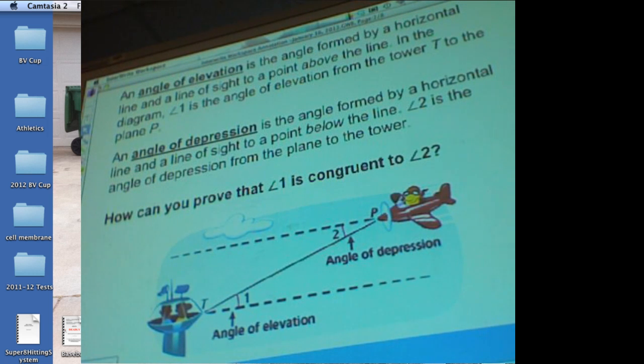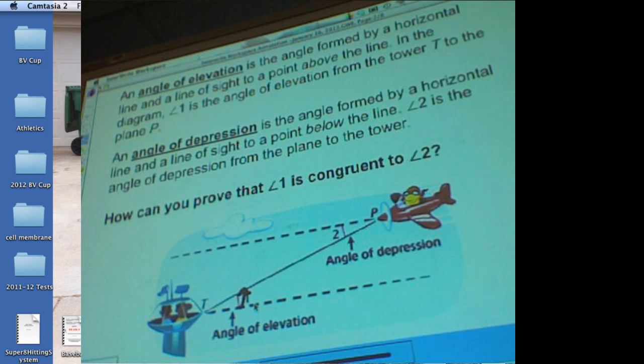point above the line. So if you look down here at the bottom in this diagram, angle 1 is an angle of elevation. This dotted line from the airport tower is our horizontal line. Notice, we have to start at the horizontal line and go up, so therefore it's an angle of elevation.